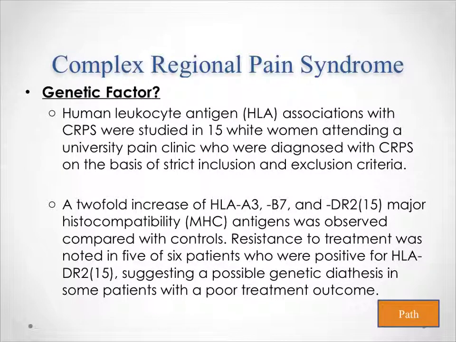There's some limited data out there right now that suggests there may be a genetic factor associated with complex regional pain syndrome. A study was done here with 15 women attending a pain clinic who ended up being diagnosed with complex regional pain syndrome that seemed to have some type of human leukocyte antigen. And what they found was that there was like a twofold increase in this antigen. What was interesting in their study is that they found resistance to treatment was noted in 5 of the 6 patients who were positive for having this antigen, suggesting that there may be a possible genetic factor associated with some patients with poor treatment outcomes.